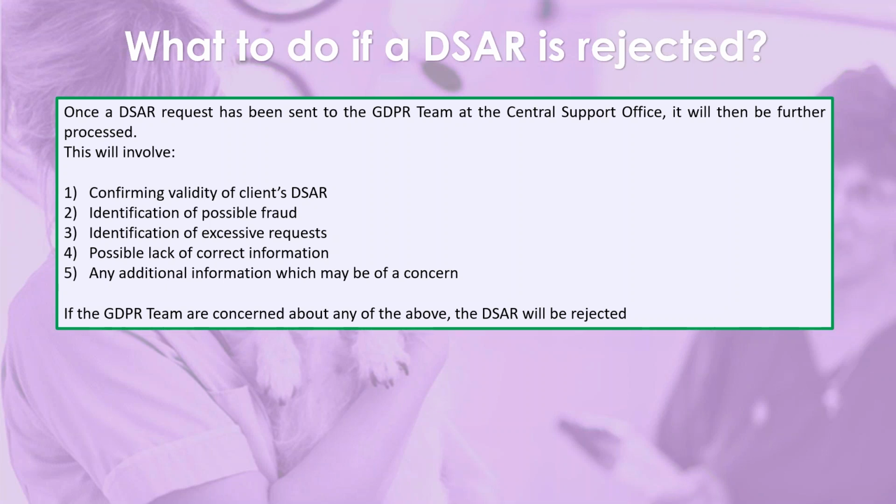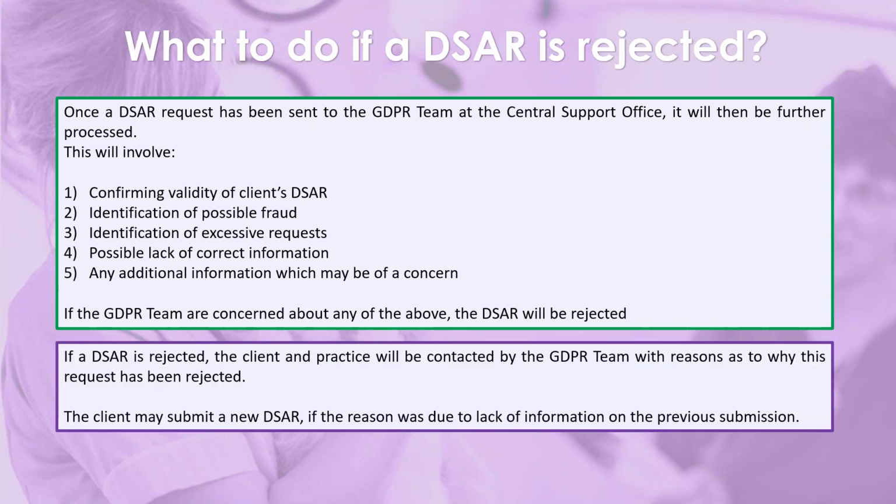They will be looking for a possible lack of correct information and anything else that doesn't sit right with them. They may have suspicions about the authenticity of the form. If the GDPR team are concerned with any of the above, the DSAR will be rejected. As the GDPR representative, you will be notified as well as the client or the requester. You will be given a reason why it has been rejected.